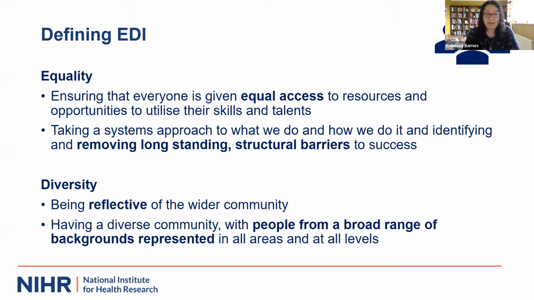So when we talk about equality, diversity and inclusion, first of all, equality means ensuring that everyone is given equal access to resources and opportunities to use their skills and talents. And equality is very much a structural issue, so it needs us to take a systems approach to look at what we do and how we do it, and to identify and remove long-standing structural barriers which prevent individuals or groups from achieving success and achieving their full potential.